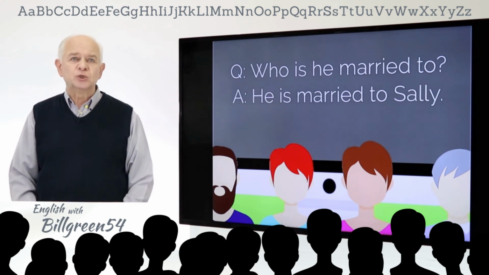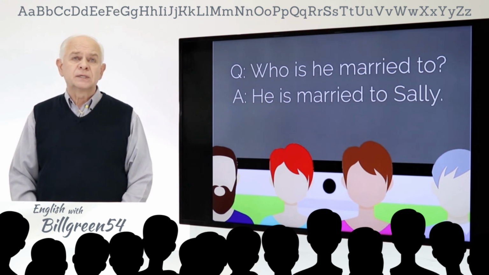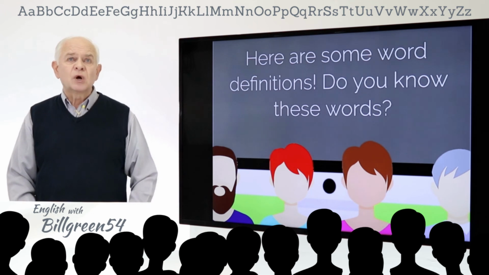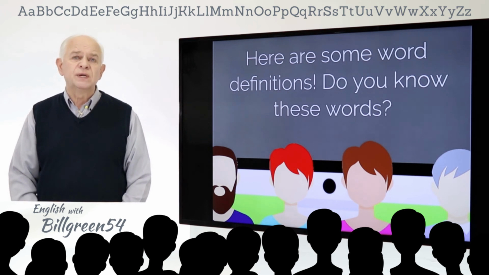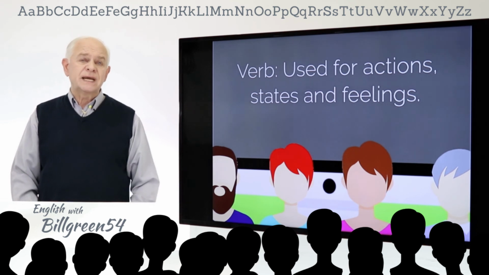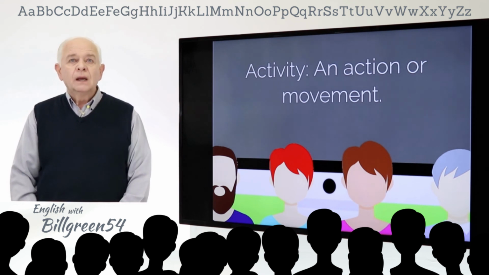Who is he married to? Well, he's married to Sally. So, is, again, the verb to be is a state verb, and that is used many different ways in the English language. Here are some common word definitions. Do you know these words? Verb, well, it's used for actions, states, and feelings, right? We just talked about that.